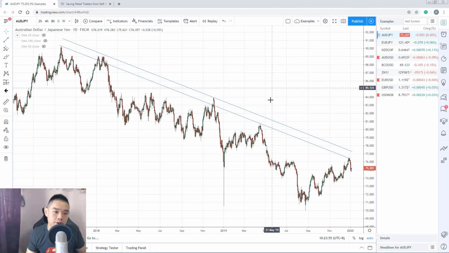And if you want, you can even press Control C, Control V to have another line parallel to it and treat it as an area. Make sense? Okay, so another example, Euro Yen.